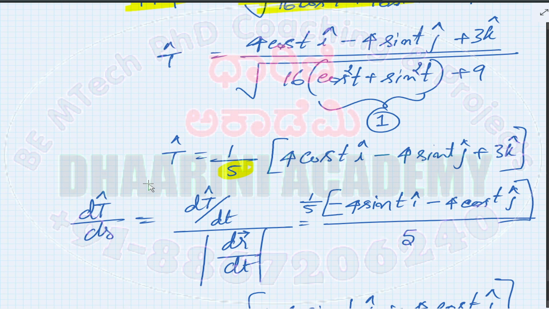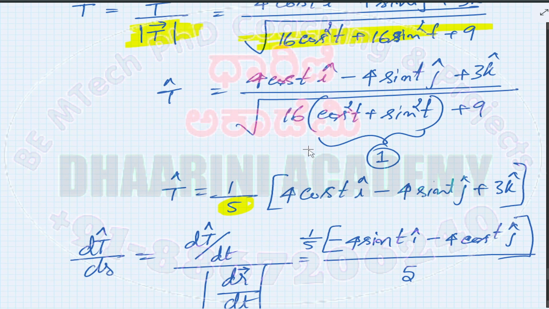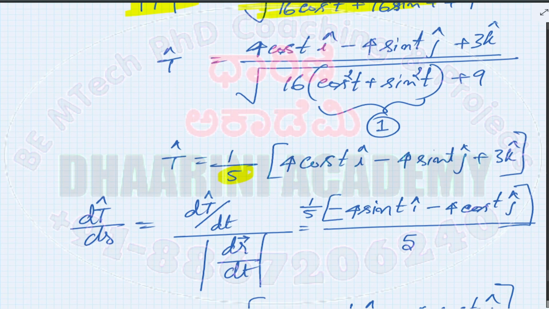Now we need to find dT by ds first in order to substitute in our equation of n cap. So what is dT by ds? Yesterday we wrote this equation: the differentiation of T cap with respect to t, divided by the magnitude of dr by dt. dr by dt is your tangent vector. I know its magnitude is already written in the denominator, which is 5. I can simply copy that. Same thing we have done here.